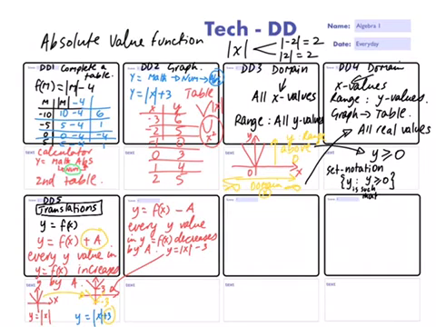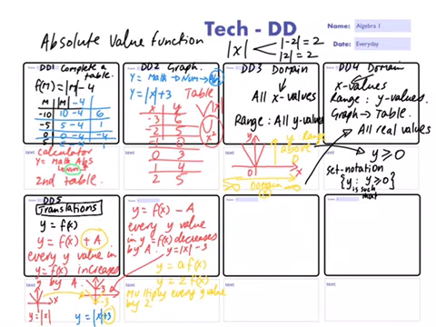Now similarly, you can have y is equal to a times f(x), right? So like let's say 2 times f(x). So multiply every y value by 2. Okay, and you'll get a different graph.